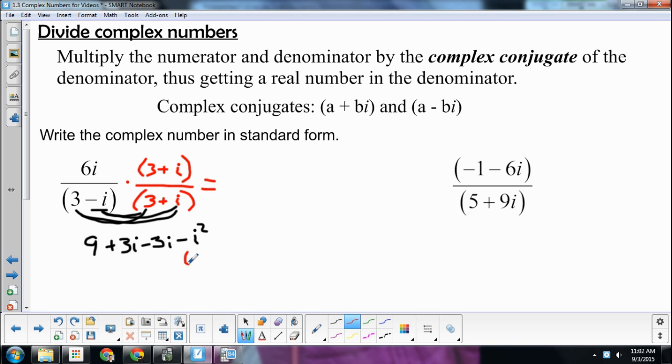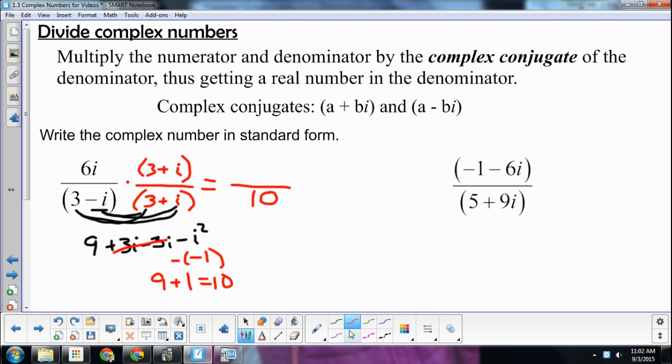Remember that i squared is equal to negative 1. So this is really at the end of our problem saying minus negative 1. Well, that's going to turn into positive 1. 3i and negative 3i will cancel. I have 9 plus 1, which equals 10. A nice rational number for a denominator. So we'll put a 10 there. That's what our denominator is going to be.